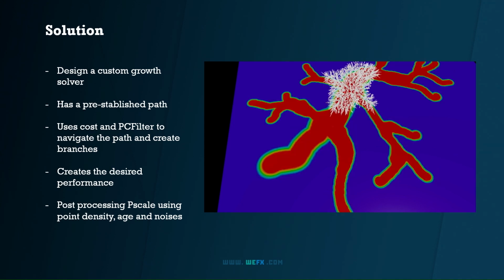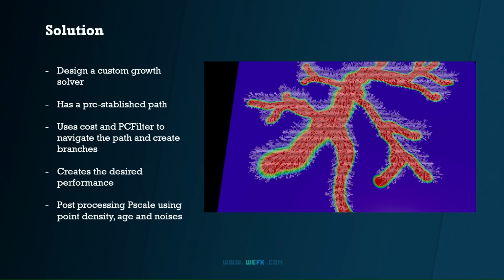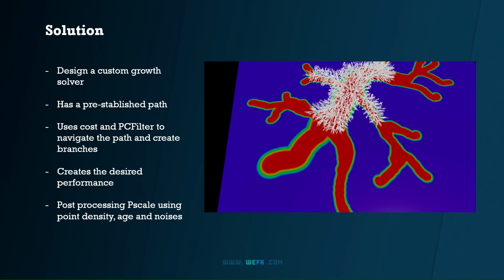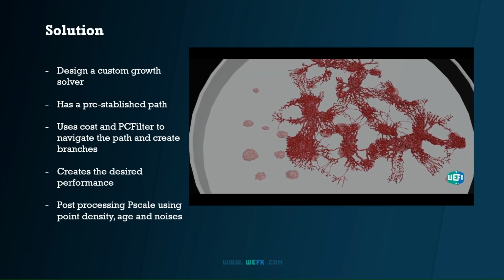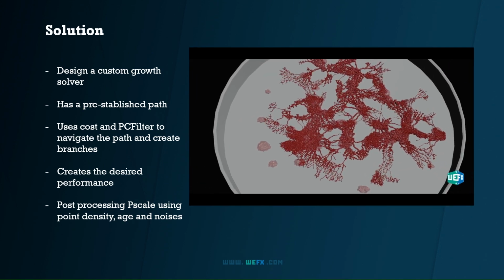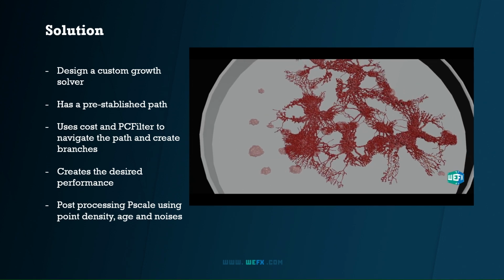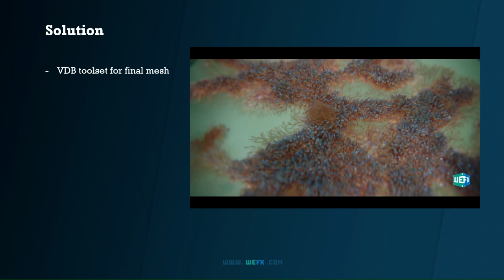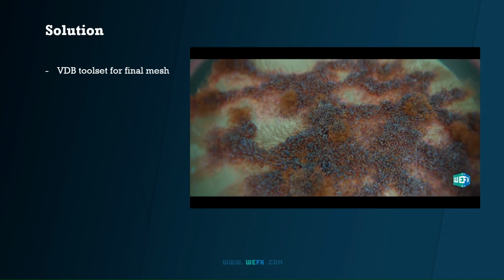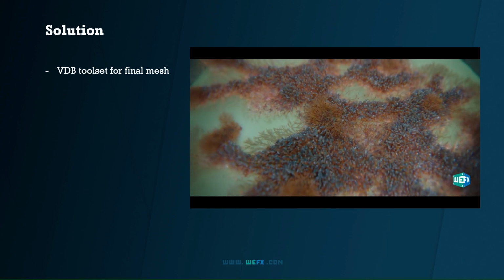After those splines are generated, we post-process them using pscale variations. We look at point density and also age and a couple of noises, which allows us to build an intricate network. And this is another layer; we have a couple of different layers on that system that give us some depth variations. And for the final mesh, again, VDB to Sets for the win, so we can remesh all of that and get some interesting flicker-free mesh.